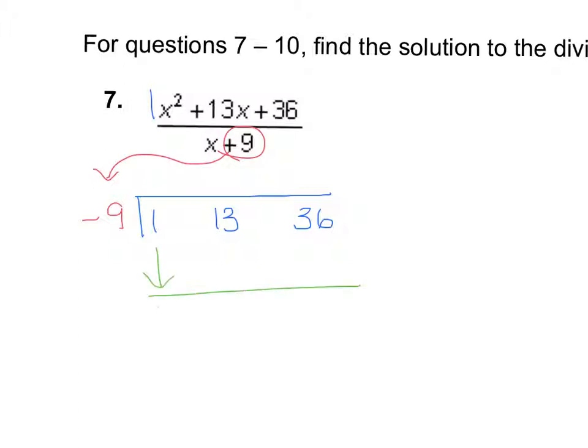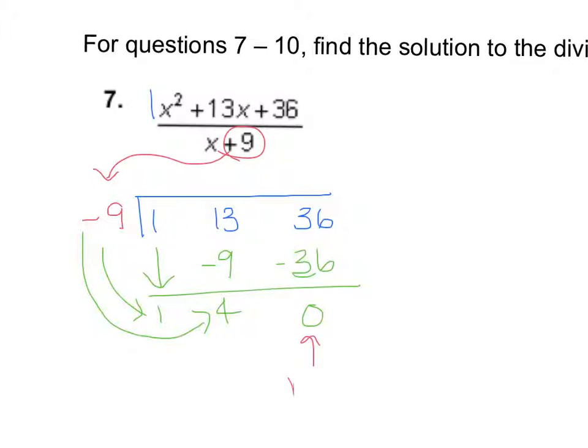I bring down my 1, and I multiply. Negative 9 times 1 is negative 9. 13 minus 9 is 4. Then I multiply. Negative 9 times 4 is negative 36. And 36 minus 36 is 0. So this means that when I divide this, my remainder is 0. Then this gets nothing. The next term gets x. So when I divide, my answer is x plus 4.